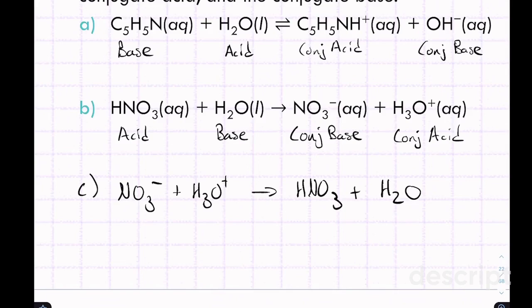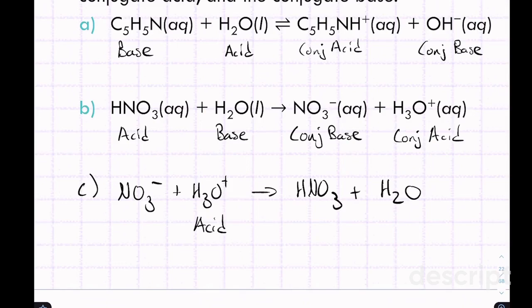Wait, loses proton is a base? Gains proton is an acid? Opposite. So it's donating a proton, it's losing a proton, it's giving one away. Then that's the acid. So losing is acid, gaining is base. Yeah. So what's losing a proton? The HNO3. Well, we're going from left to right. Yeah. So this is the acid then.